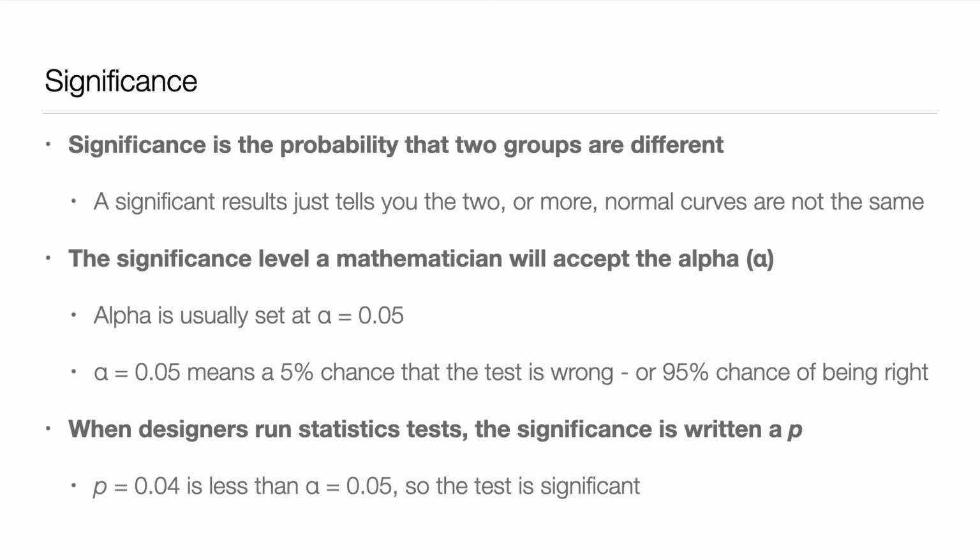How confident? If we had an alpha of 0.01, you are 99% certain that you are correct, that there is a difference. We can go on like that. Now, you normally take an alpha of 0.05. So when a designer runs a test, uses 0.05, and you score a significance of 0.04, 0.04 is less than 0.05, so your test is significant.